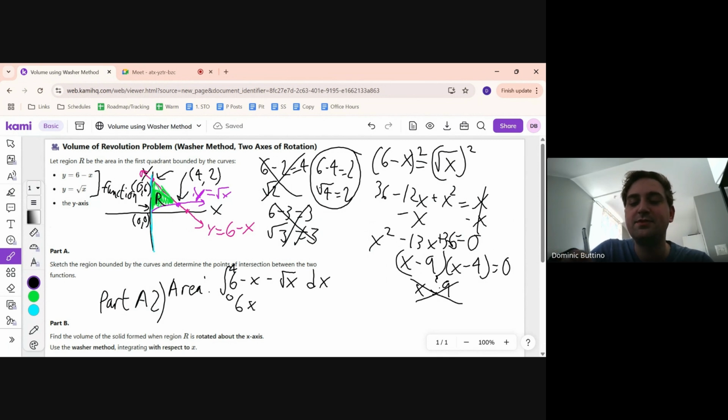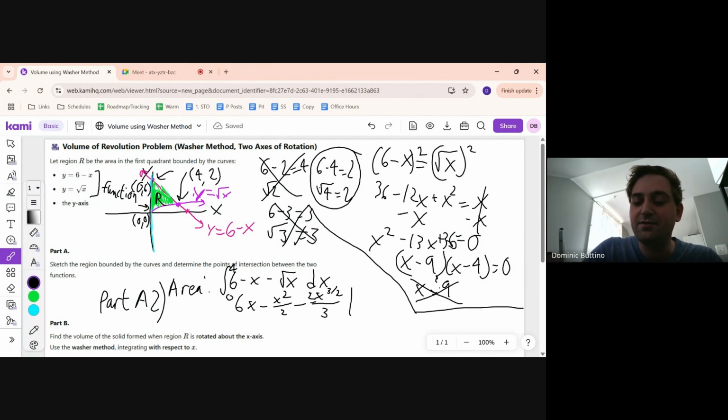Opposite of the power rule, we're going to get 6x minus x squared over 2, because you have to divide by that 2 that the power is now, minus x to the 3 halves. You have to divide by that 3 halves, or in other words, multiply by 2 thirds. Either way will work, whatever makes more sense to you. And we go from 0 to 4. Hopefully you can see that if we plug 0 into that, it's all going to be 0, so you can ignore that.